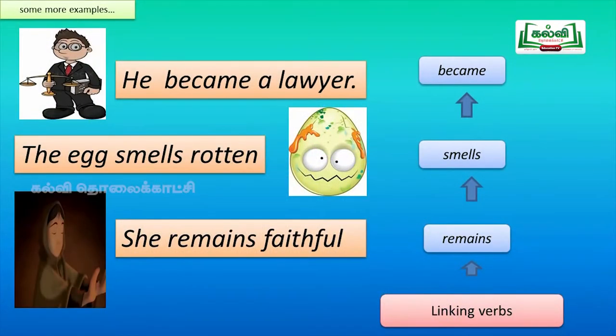We can see some more examples. He became a lawyer. The egg smells rotten. She remains faithful. In all these three sentences, you can see the verbs became, smells, remains, they all are linking verbs. Okay, moving to our topic, auxiliary verbs.